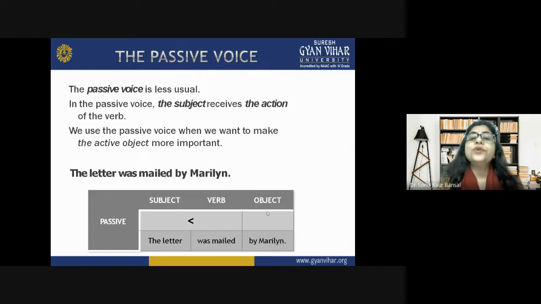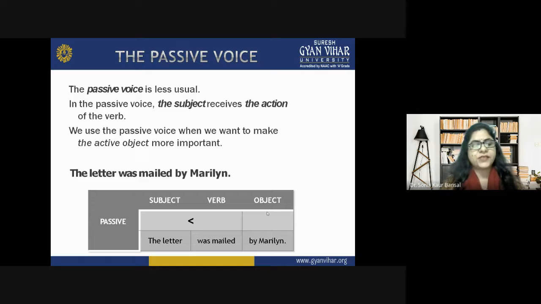Do we really want to focus on the object, or do we really want to focus on the subject? Only then do you need passive voice. Otherwise, you need to code things in active voice only. So there is an example in front of you. Just check it out. The letter was mailed by Merlin.